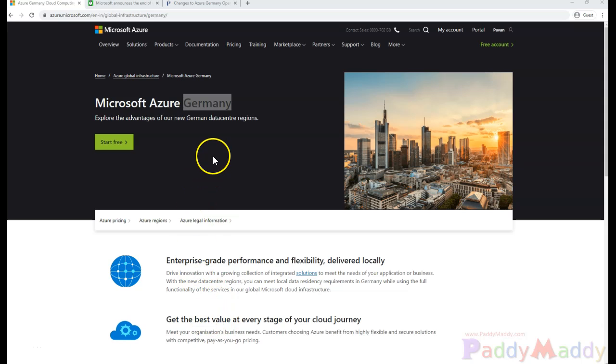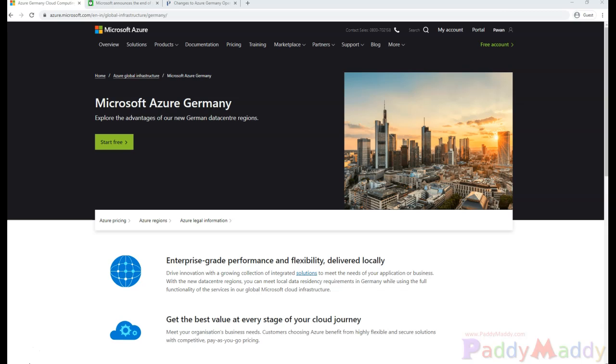Hello and welcome back. In this lecture, we will be learning about Microsoft Azure Germany specific data center regions. We will be exploring some of the advantages that we have with these German data centers. In our last lesson, we looked at what Azure Government Services is, and we saw how it is typically a separated, isolated instance of Azure just for the government.